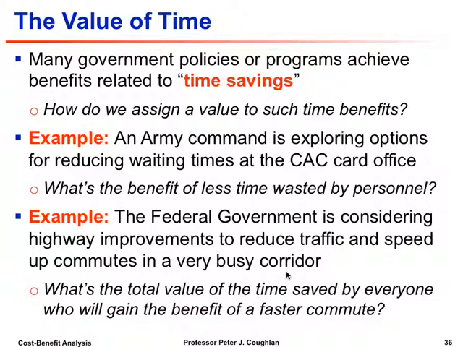Or suppose the federal government is considering highway improvements to reduce traffic and speed up commutes in a very busy corridor. Again, what's the total value of time saved by everyone who will gain the benefit of a faster commute? So many government programs or initiatives are about saving time. These are situations in which you'd want to assign a dollar value. Is it worth the cost that we have to incur?